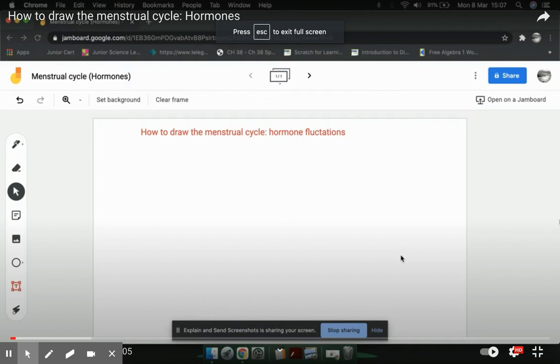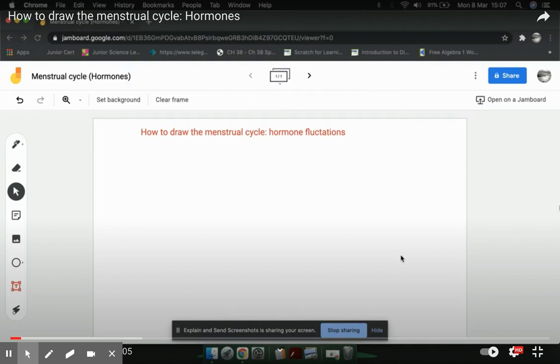Okay, guys, today is a continuation of the lesson the other day, and we were looking at the menstrual cycle and graphing out. In the last lesson, we looked at graphing the thickness of the uterus, or you could say the thickness of the endometrium. In today's lesson, we're looking at hormone fluctuations. So I'm going to play through this video now, and it's very similar.